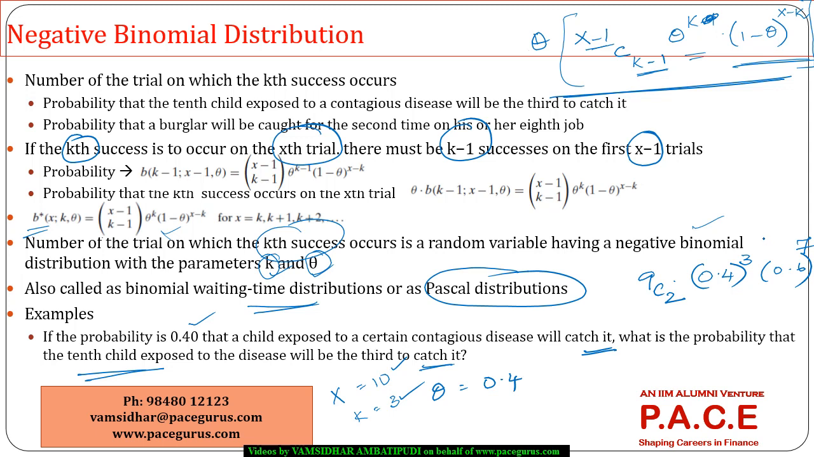So this is the computation. Based on this, you can simplify it to get the probability that the 10th child exposed to the disease will be the third to catch this disease.